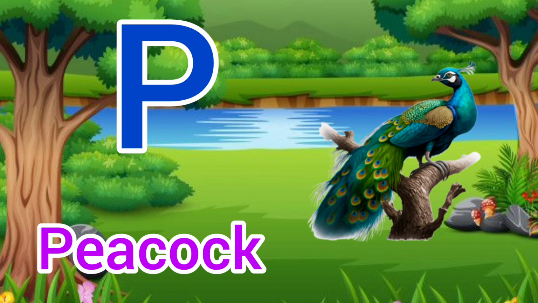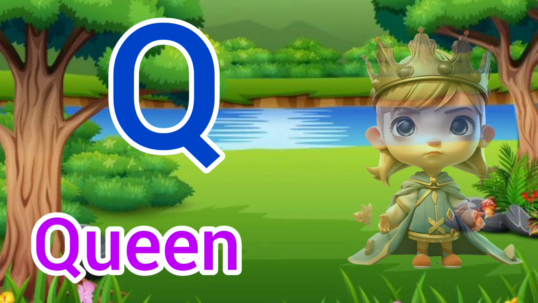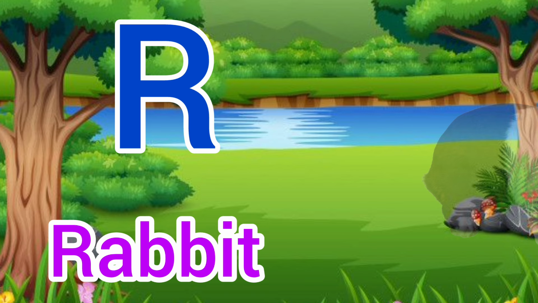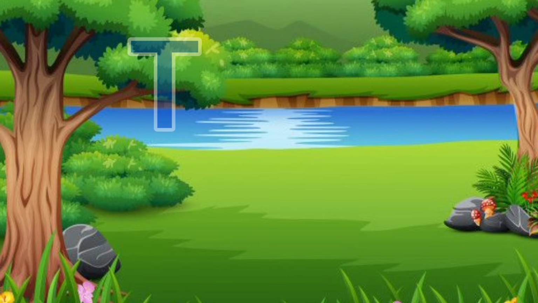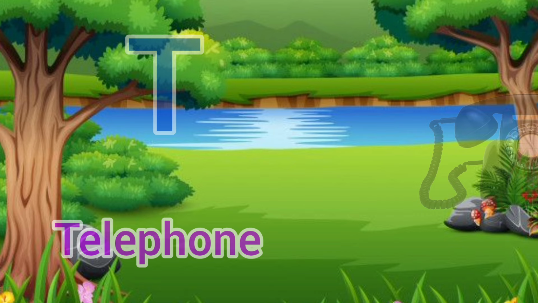Q, Q for queen. Queen means rani. R, R for rabbit. Rabbit means khargosh. S, S for spoon. Spoon means chammach. T, T for telephone. Telephone means telephone.